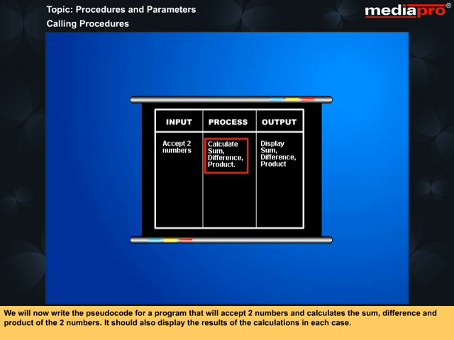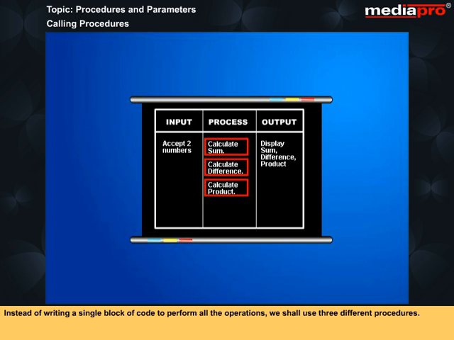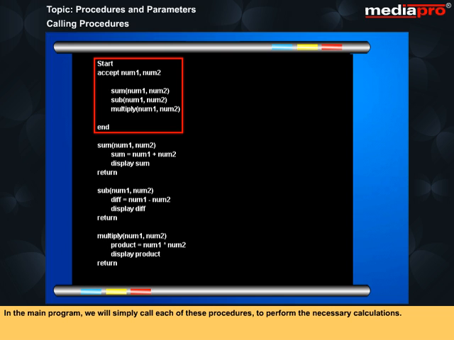We will now write the pseudocode for a program that will accept two numbers and calculate the sum, difference and product of the two numbers. It should also display the result of the calculations in each case. Instead of writing a single block of code to perform all the operations, we shall use three different procedures. In the main program, we will simply call each of these procedures to perform the necessary calculation.